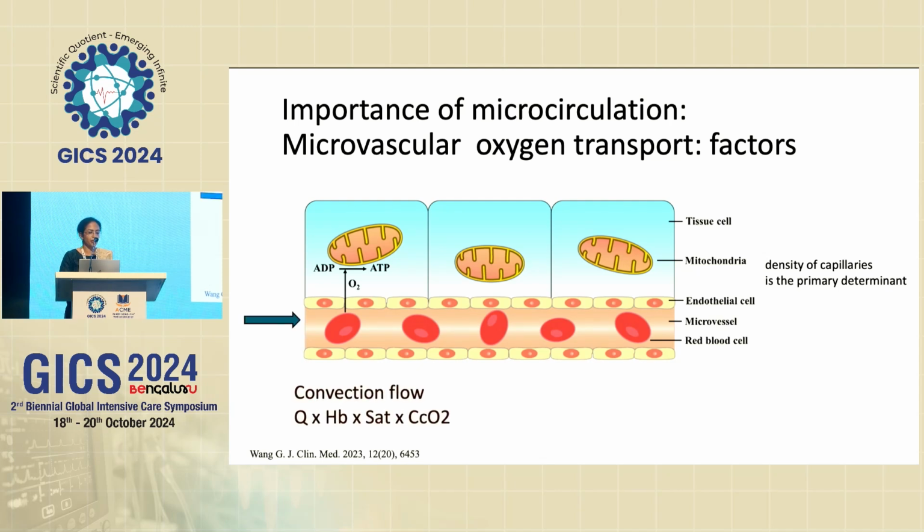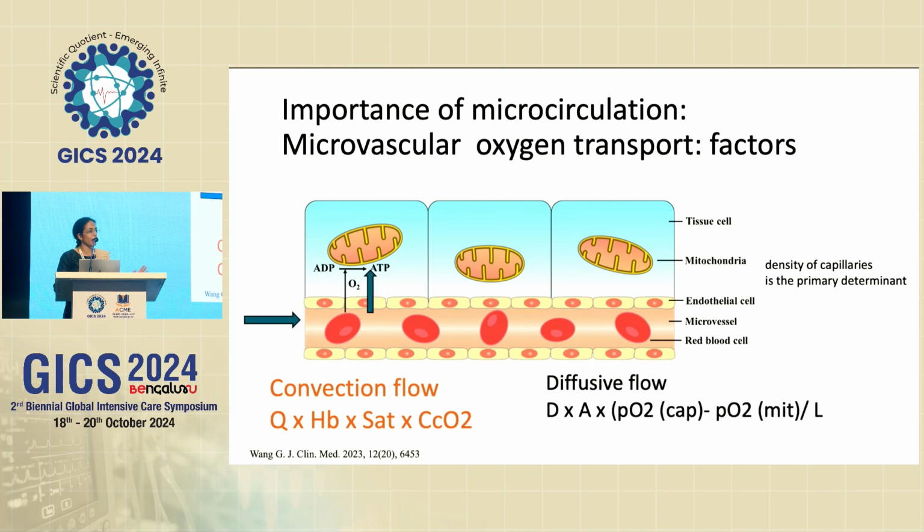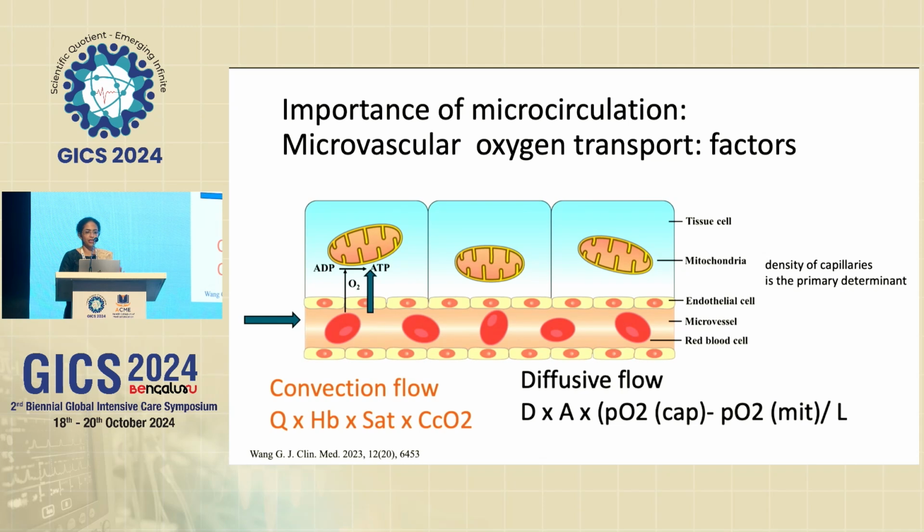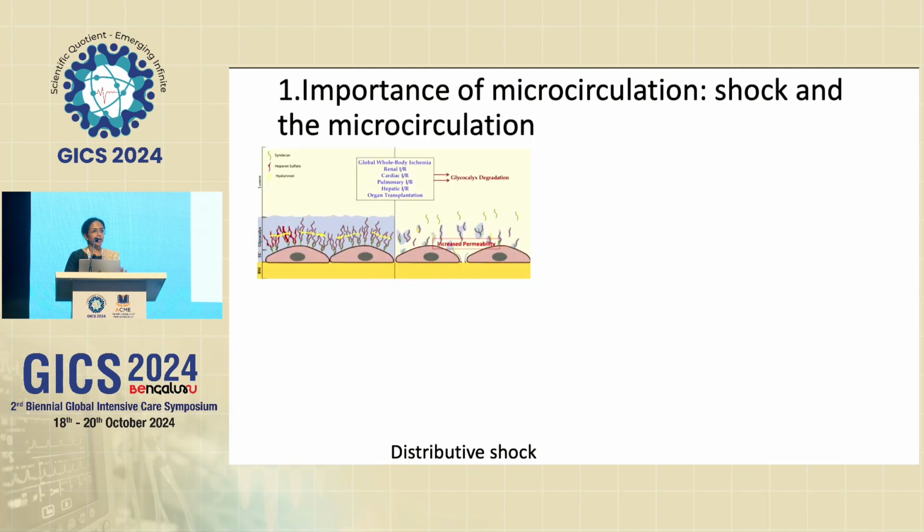So we know oxygen transport depends on 2 types of flow, the convective and the diffusive. Convective flow depends on the hemoglobin levels, the saturation, and the oxygen content, while diffusive flow, the oxygen going from the blood into the mitochondria, depends upon the number of capillaries that are available, and it's inversely related to the length that the oxygen has to travel from the blood vessel to the mitochondria. So microvascular perfusion is very tightly regulated by a complex interplay of neuroendocrine, paracrine, and mechanosensory pathways that adapt the local supply to whatever the demand is from the cell.